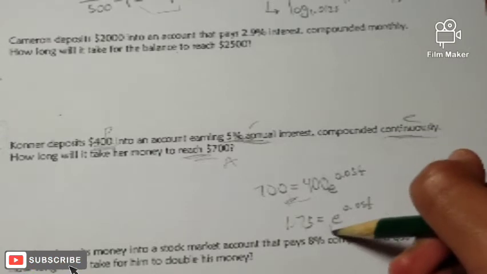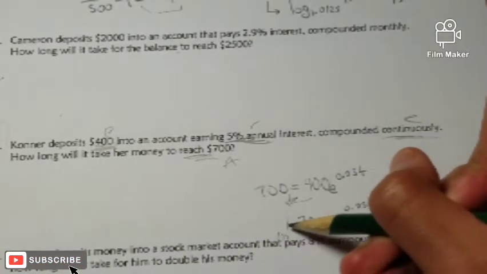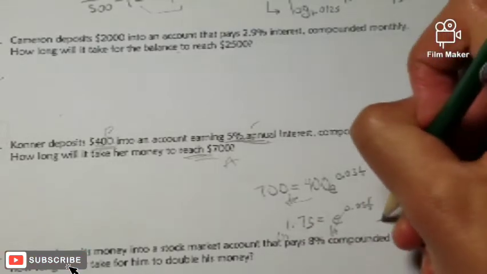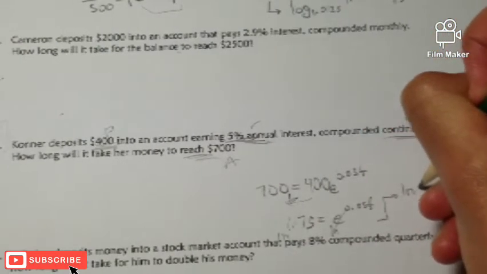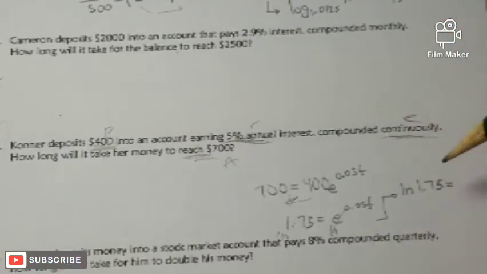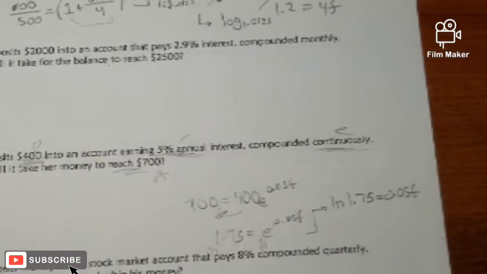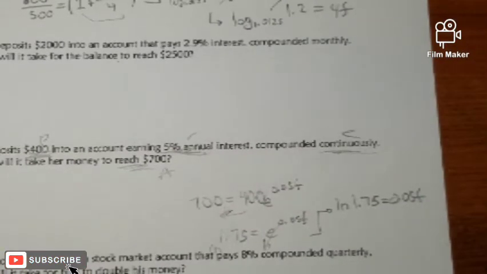So this actually gets a lot easier to solve because it's already in the calculator. ln cancels out here, ln adds on, you have your argument of 1.75. We're going to put that up: ln 1.75 equals 0.05 T. Now you can see here we have ln 1.75, our argument, equals 0.05 T.